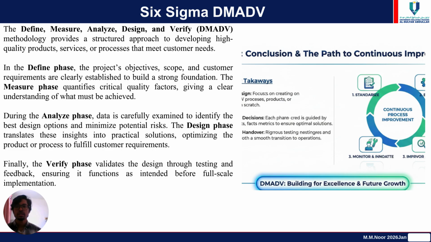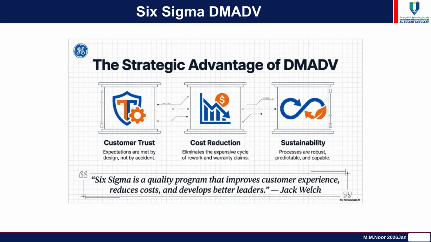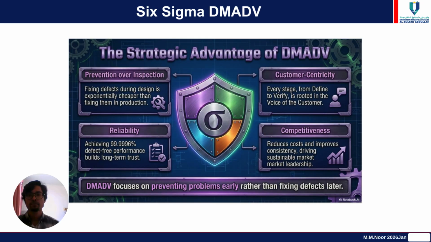In conclusion, Six Sigma DMADV provides a structured and systematic approach to designing high quality products and processes. By following the steps define, measure, analyze, design, and verify, organizations can reduce cost, improve reliability, and increase customer satisfaction. DMADV ensures that quality is built into the design from the beginning, not corrected later.